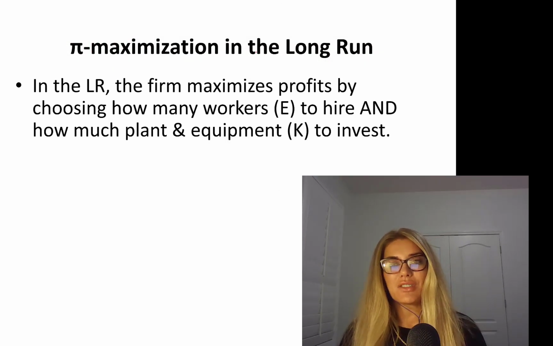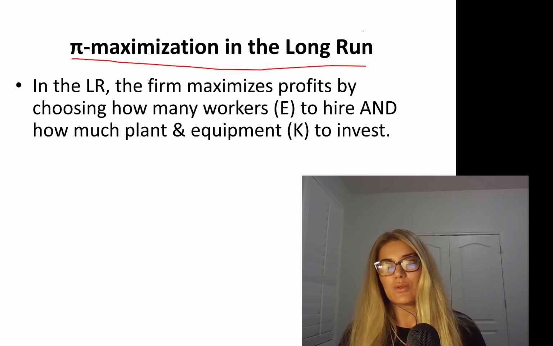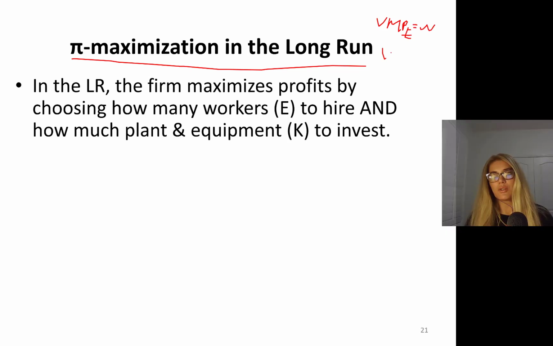So profit maximization in the long run, we talked about the rules, right? Value marginal product of employment, labor, has to be equal to the wage rate, and also value marginal product of capital is going to be equal to the rental rate. So in the long run, actually I got ahead of myself, but this is what we learned from previous parts.